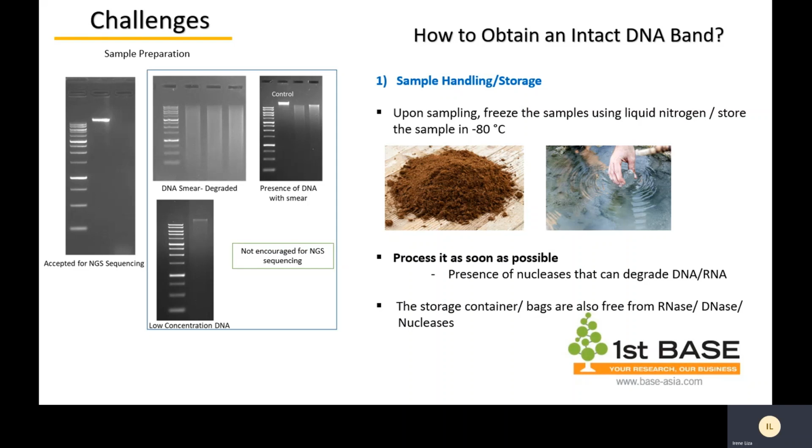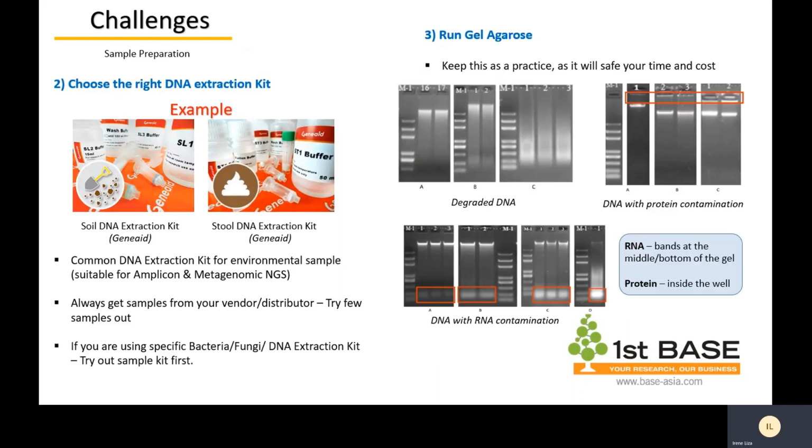Upon freezing the samples, you need to process as soon as possible. Why? Because samples themselves have the presence of nucleases. These particular nucleases can degrade DNA and RNA. Because you are freezing them, literally there's nothing that will be alive, so now the nucleases become active. They'll start degrading DNA and RNA. Also, you need to look into the storage containers and bags, because you do not want to introduce RNA or DNA into the particular samples.